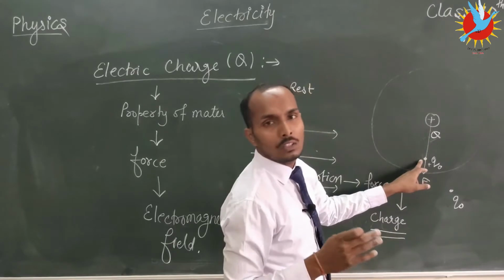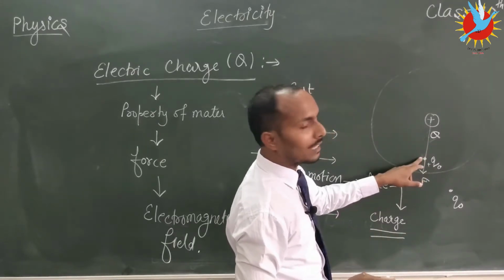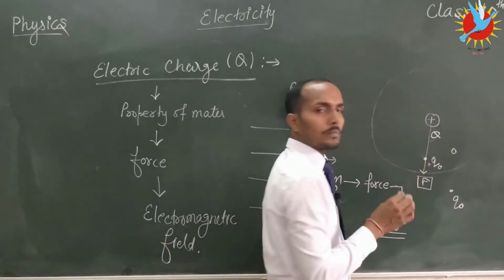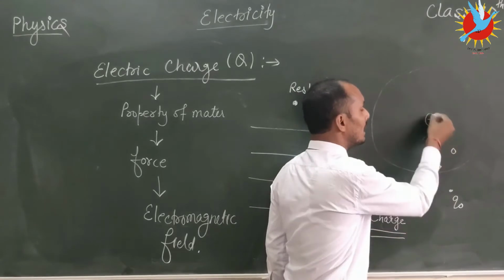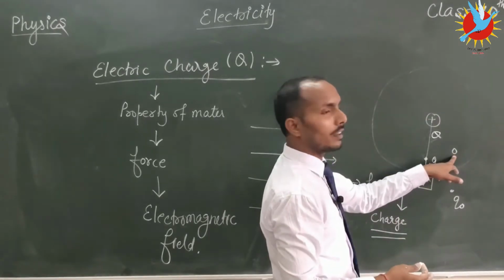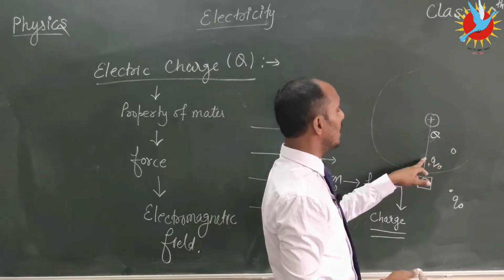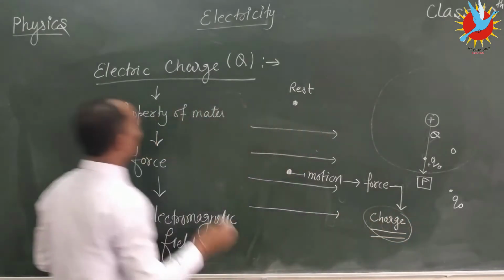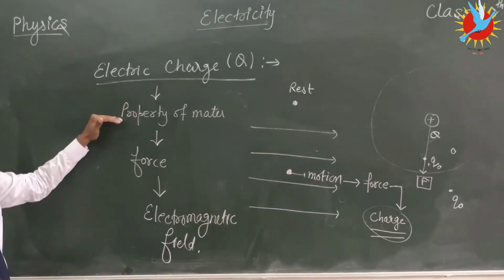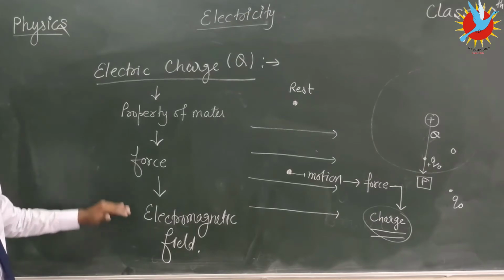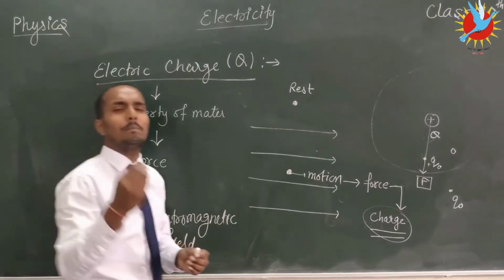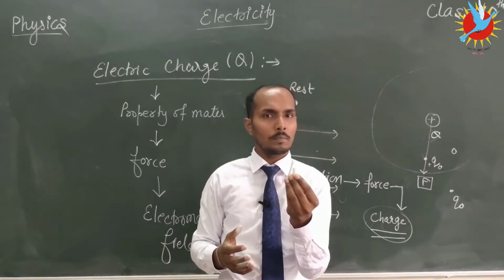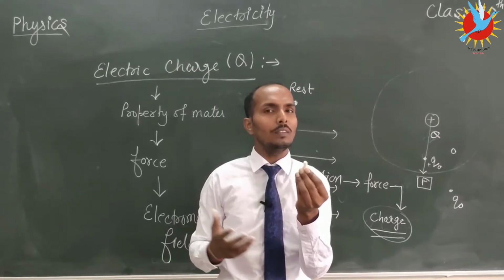If we place some charged body in the electric field, then it experiences some force. If we place a non-charged body here, there is no force of attraction or repulsion because there is no charge. If we place a charged particle, then it experiences force. So the force is due to charge. So how do we define charge? Electric charge is the property of matter due to which it experiences some force when it is placed in an electromagnetic field. In simple words, this is how we define electric charge.